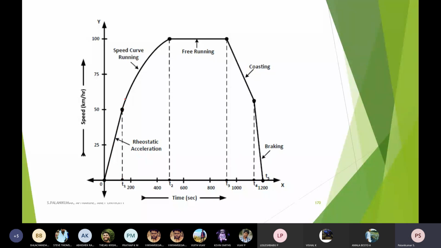After that, the speed curve keeps on increasing very quickly. Then here it is free running only, so there won't be much resistance. Very low resistance is offered by the track, so we only have to maintain the speed. After this point, we can cut down the supply. Because of the stored kinetic energy, the coasting will keep on going and the train will keep on going. After reaching this point, it will be braking.